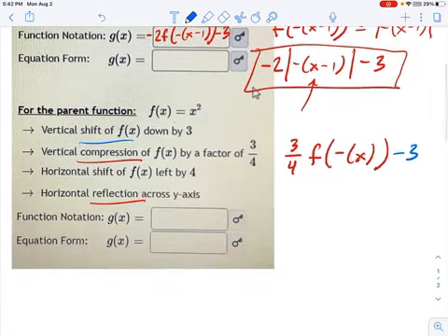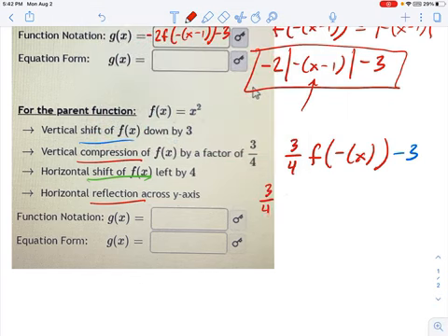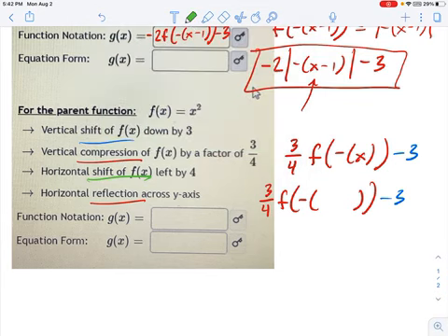Okay. And now we have a horizontal shift by 4 to the left. So that's going to be this. It's going to be 3/4 f of negative something. Then we have that minus 3 vertical shift down. And then we have this, what is this? Left by 4. Remember, left is plus 4. But because we've factored out that negative sign, it's easy for me to put x plus 4 right inside the parentheses there. I'm replacing x, and I'm turning it into x plus 4.